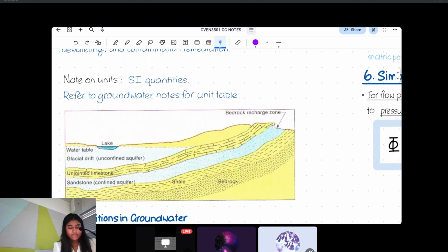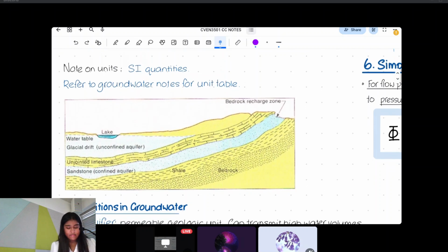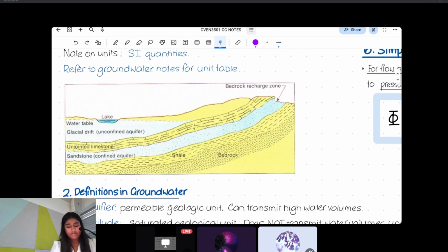The notes in this course are in SI quantities. With water courses in general, it can be really difficult to keep track of your units. So what I would do is just get really comfortable with converting them as you're solving questions. And in the groundwater notes, there's a really nice unit table, which I would recommend looking at, not memorizing, but definitely keeping track of.